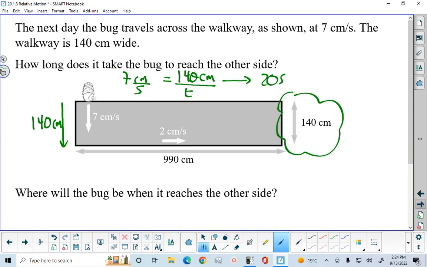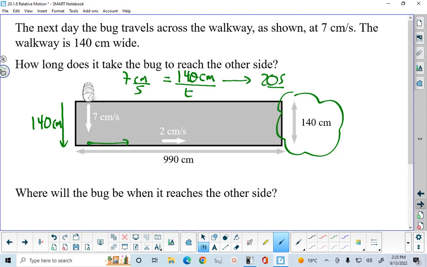Now there's another question here I'm asking us to think about, which is where will the bug be when it reaches the other side? So the bug is going to reach the other side here, but in that 20 seconds, the walkway's been moving to the right.